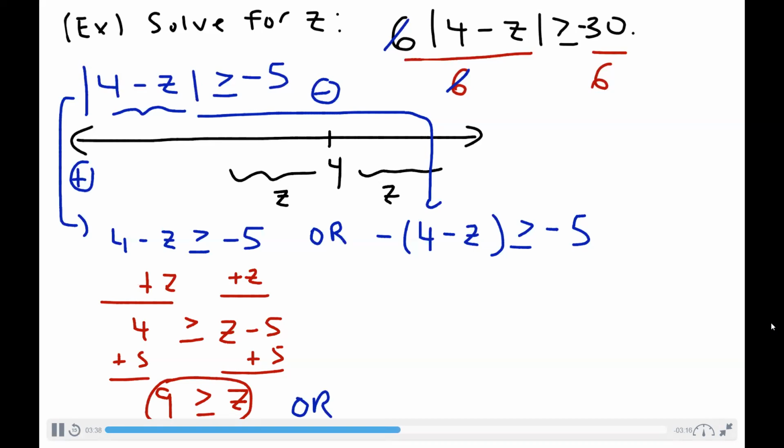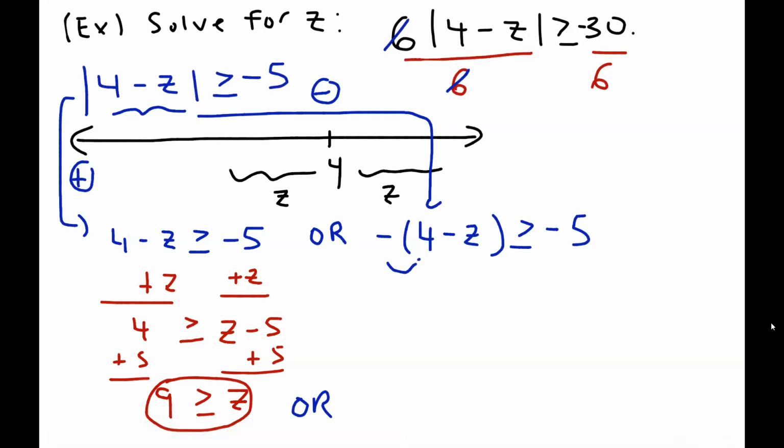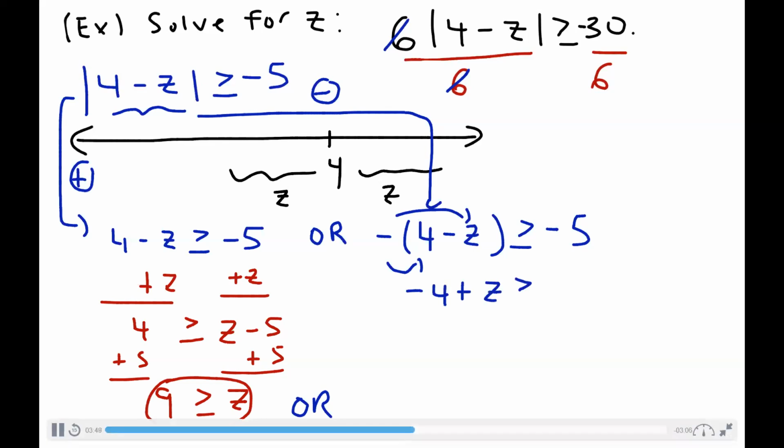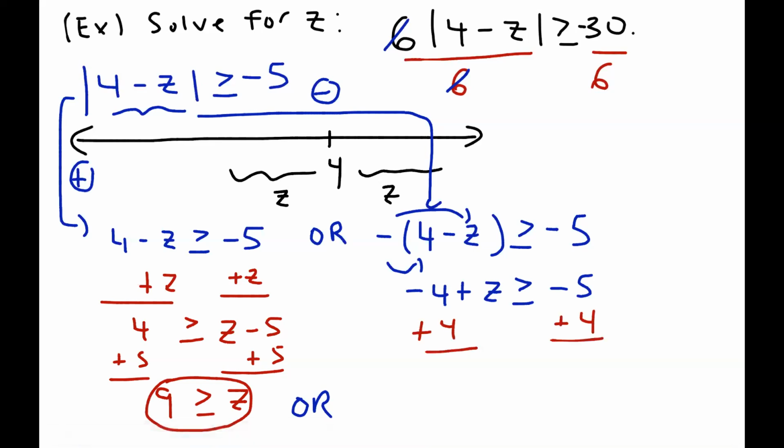Or I have this inequality over here. I'm going to distribute that minus on through. So I get minus 4 plus z is greater than or equal to negative 5. I'm going to add that 4 on over. So I get z is greater than or equal to negative 1.